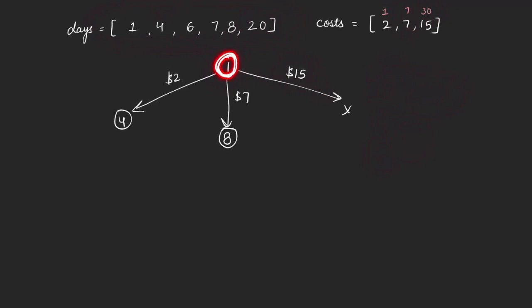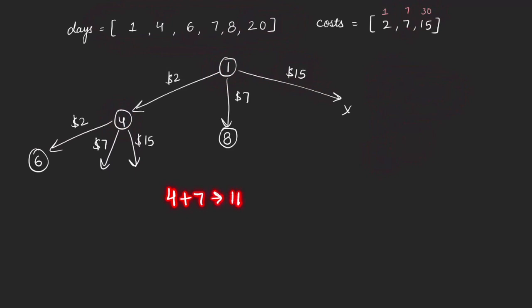Now here at day 1, I bought a 1 day pass, so I came at day 4. Now at day 4, again I am having three choices: I buy a 1 day pass for $2, a 7 day pass for $7, or a 30-day pass for $15, right? So if I buy on day 4 a 1 day pass, then the next day would be 6, right? If I buy a 7 day pass, then from 4, 4 plus 7, that will give you 11. So till day 11, I am having a pass.